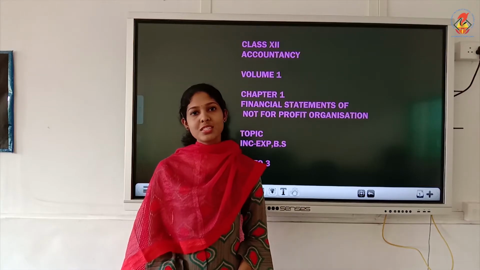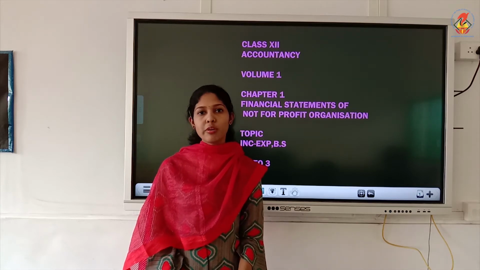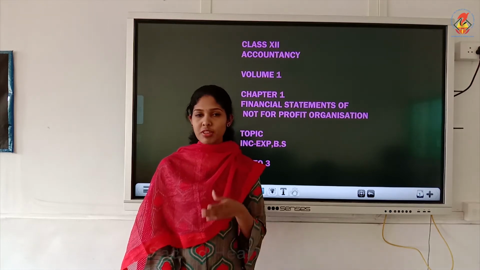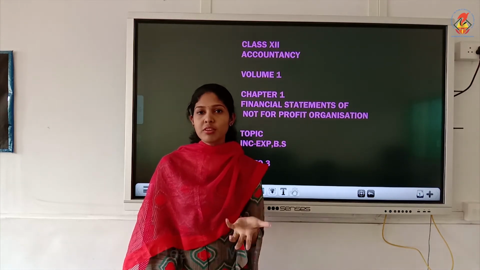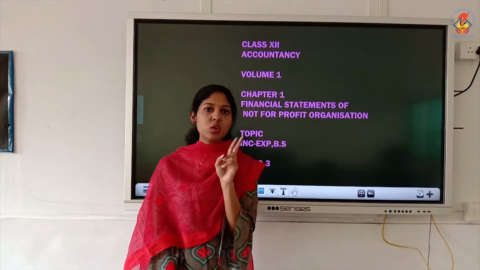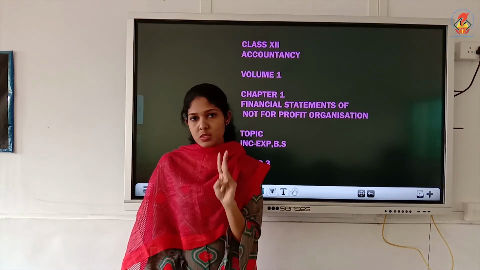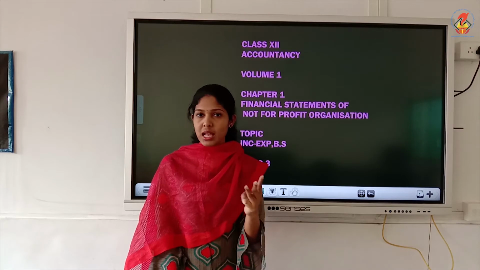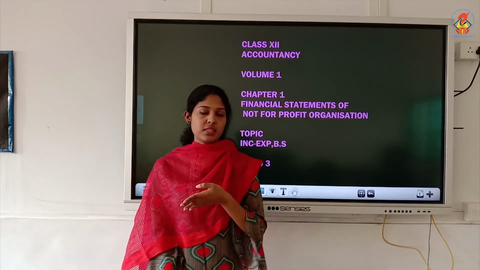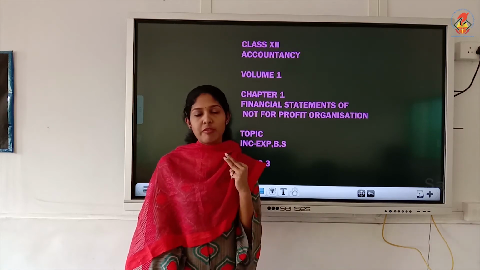We are continuing the chapter Financial Statements of NPO, Not-for-Profit Organization. So we already discussed the financial statements. You know what the financial statements of an NPO are. The first is receipts and payments account. The second one is income expenditure account, and the third one is balance sheet. Balance sheet, that's last year's format we will be drawing, the old format, liabilities amount, assets amount. So these are the three statements which we have to prepare for NPOs.